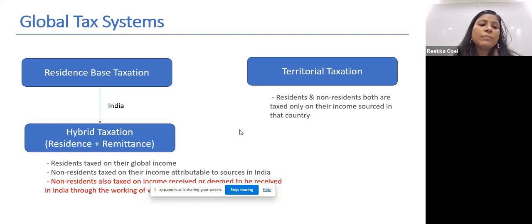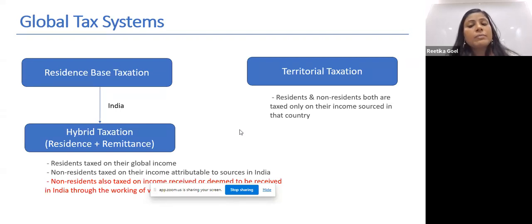Most of the developed nations, if you see, use residence-based taxation because initially they used to be capital-intensive jurisdictions with a lot of capital as well as labor and machinery at their disposal. So, under the residence-based taxation, the residents are taxed on their global income. Most of the big business houses were based in those countries, so they opted for the residence-based taxation. And the non-residents are taxed only on the income which is attributable to sources in those countries.